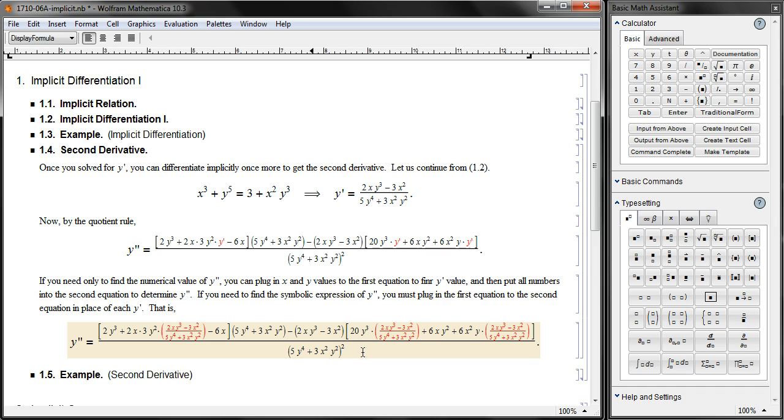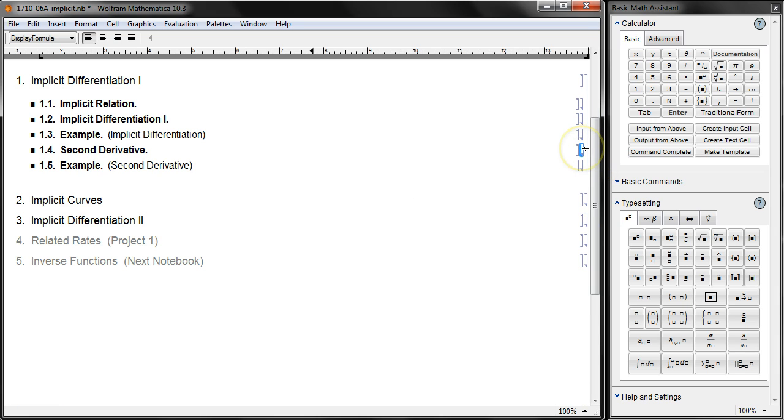This is the general solution. But then again, frequently you're not asked to find the symbolic expression of the second derivative, just the numerical value. In that case, there is a way to get around this quotient rule and horrendous computation. And let's discuss that.